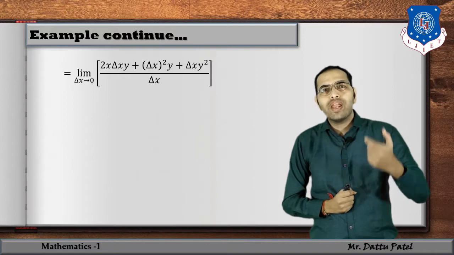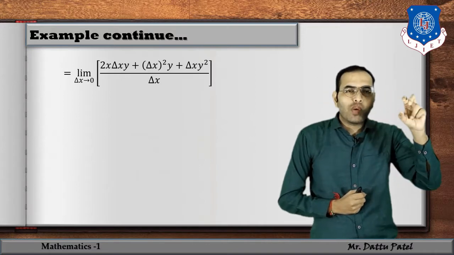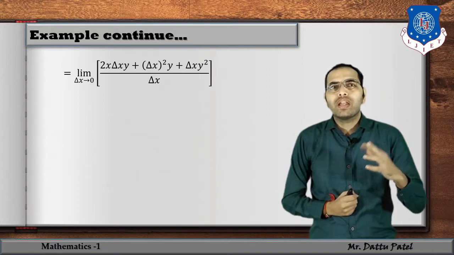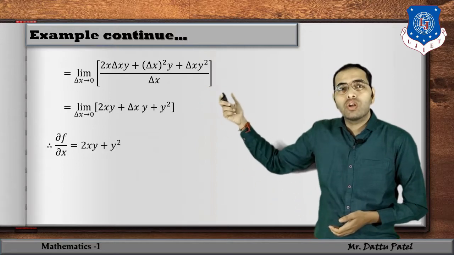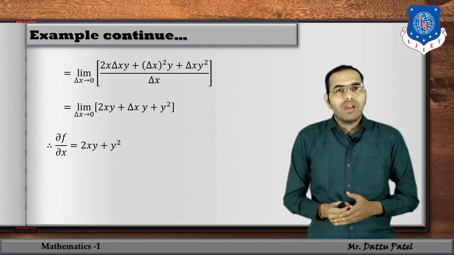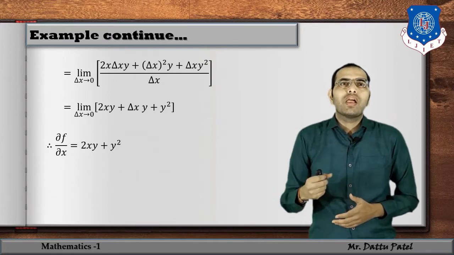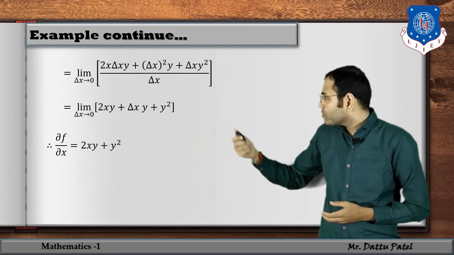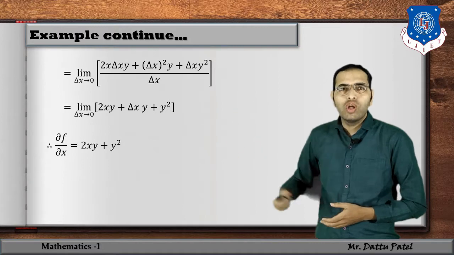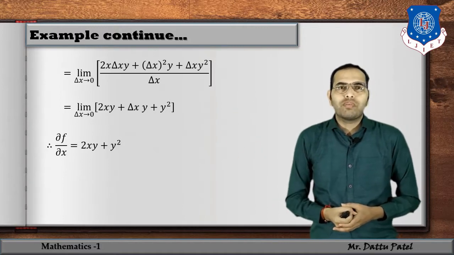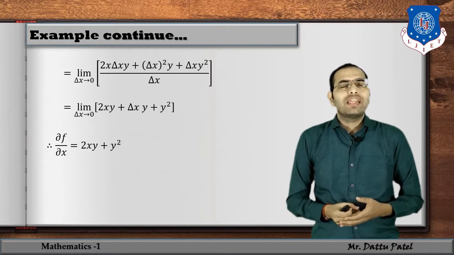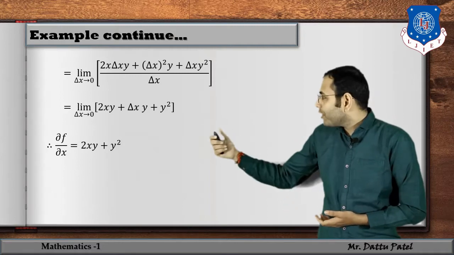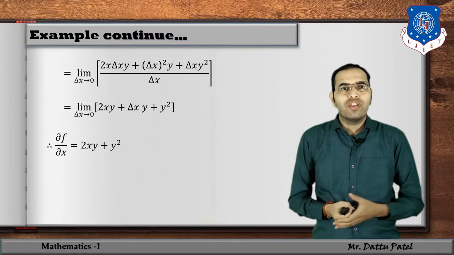Here from the numerator, delta x is common and cancels out from the numerator and denominator. The remaining term becomes limit delta x tends to 0 of 2xy plus delta x into y plus y square. Now substituting delta x tends to 0, it becomes 2xy plus y square. Similarly, you can find the derivative with respect to y, del f by del y, with the help of the definition.